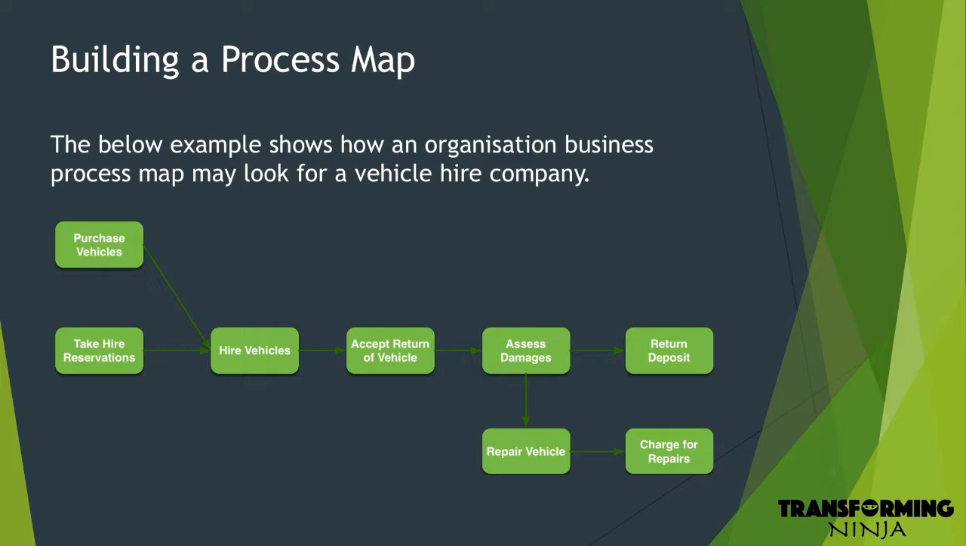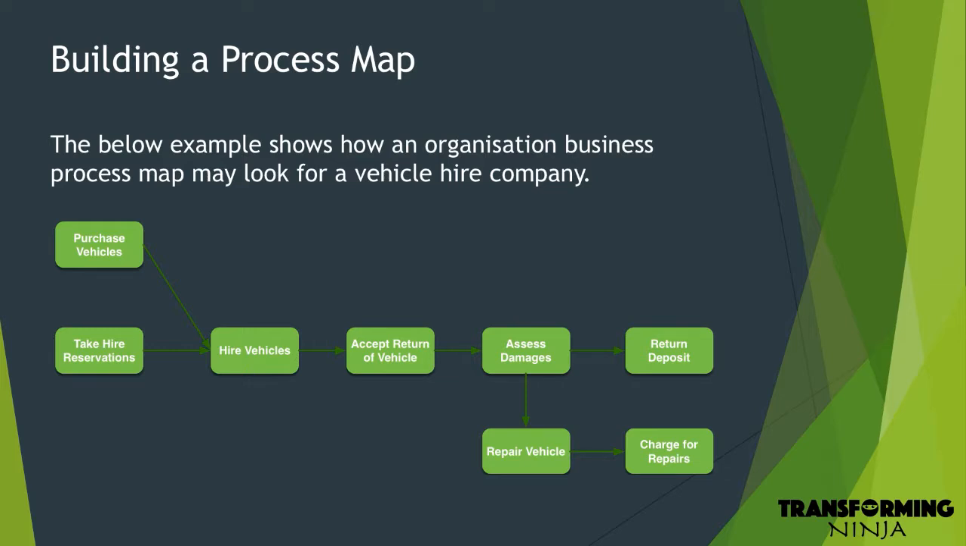If we quickly look through this one, we can see that we have a purchase vehicles process and a take hire reservations process, and both of those processes feed an input into the hire vehicles process. Because without purchasing vehicles and without taking hire reservations, then we can't hire out any vehicles to customers.